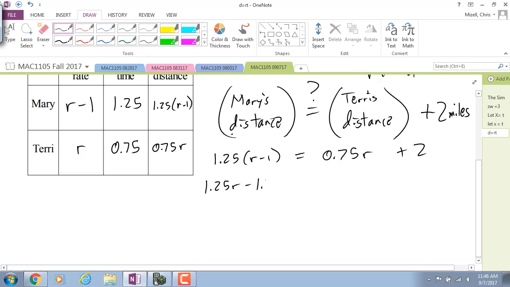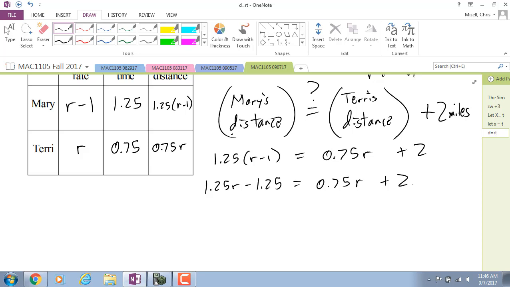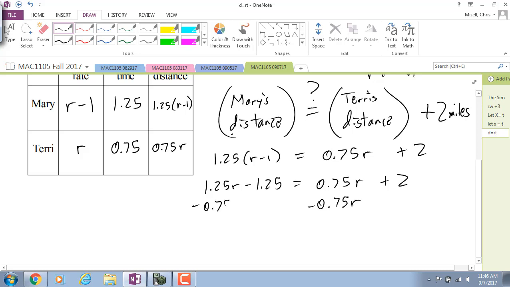1.25 R minus 1.25 equals 0.75 R plus 2. We've got r terms on both sides. What would you like to do to get those r terms together on the same side? Subtract one of them from both sides. Maybe the 0.75r. That does a couple things. It keeps the coefficient of r positive. It keeps the r term on the left. So it's all good. Win-win. Subtract 0.75r from both sides.